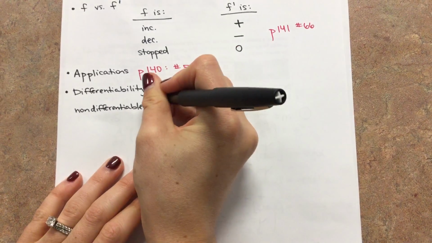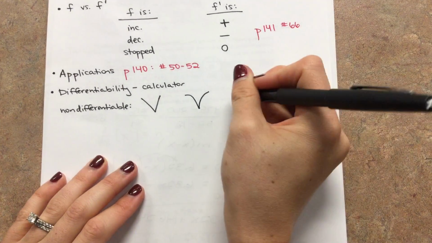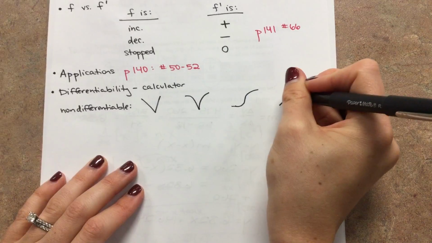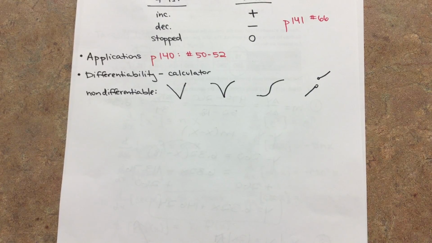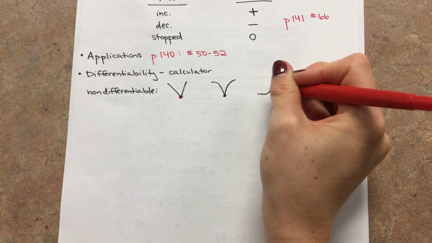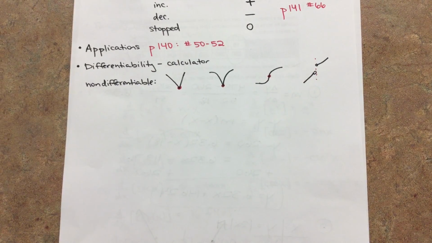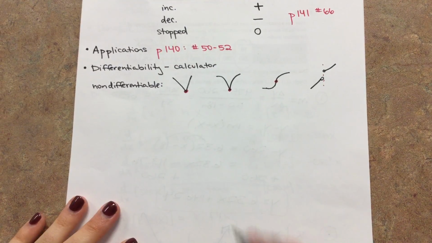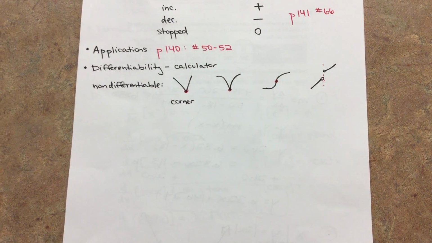Okay, so we have the following. We've got something like this, something like that, okay. So 4 different ways that you could be not differentiable at a certain point. So that would be at this point, at this point, at this point, and then at this point right here. Okay, so they all have names. This one right here is called a corner. Very similar to an absolute value type of shape.